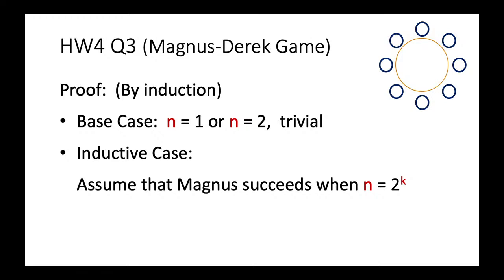Magnus can say 0, then Magnus visits the first position. And after that, Magnus says 1. Then no matter which direction Derek specifies, Magnus will move to the opposite side of the table and then visit that location. Now the inductive case is we want to show that, suppose Magnus can always succeed when n is equal to 2 to the power k.